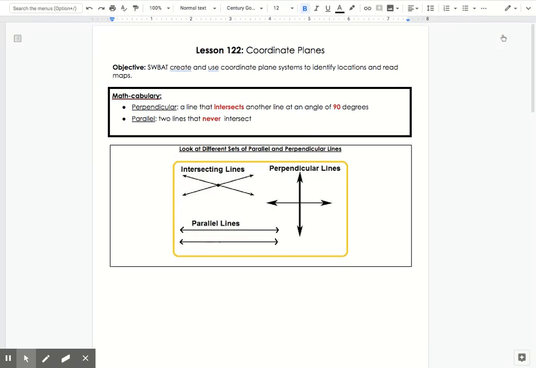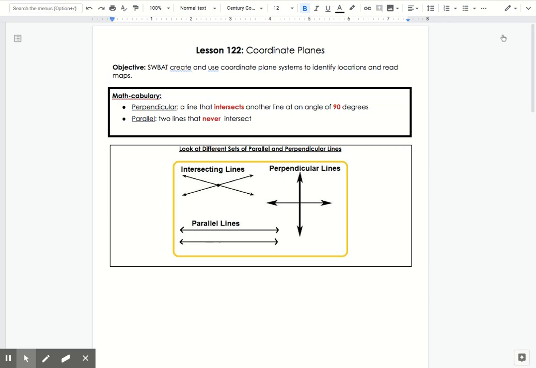And I'm sharing my screen with you today so that I can explain how we can create and use coordinate plane systems to identify locations and read maps. So yesterday we came up with a really effective way to locate locations on a number line. And today we're going to create a more complex way of locating things called a coordinate system or coordinate plane system.